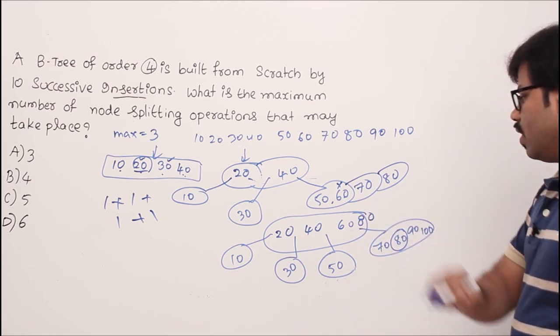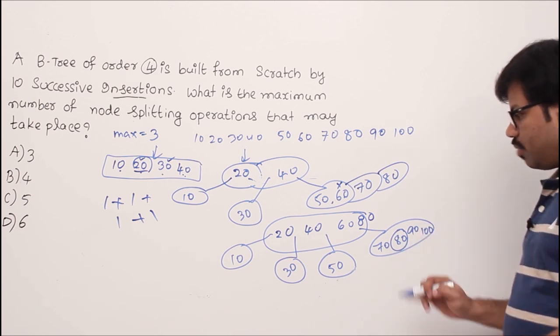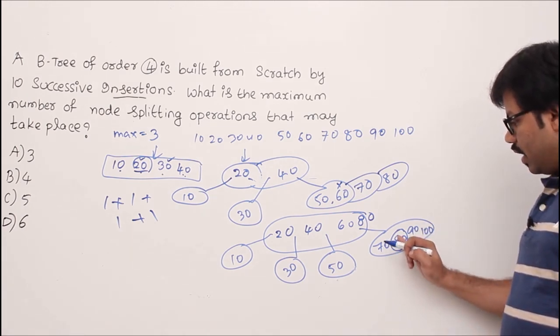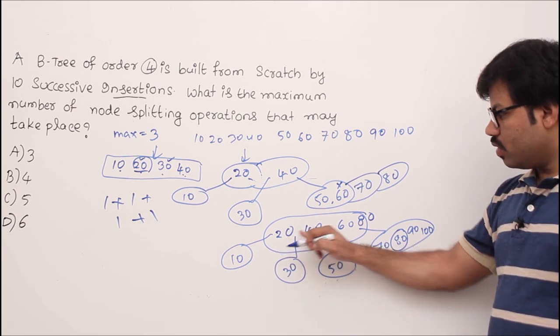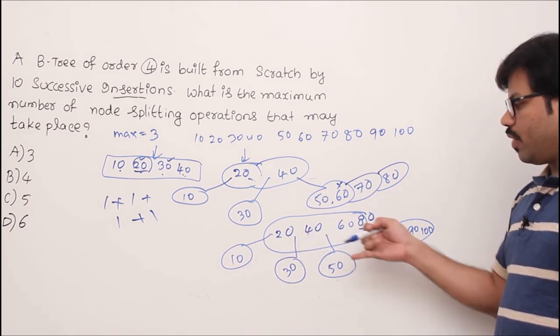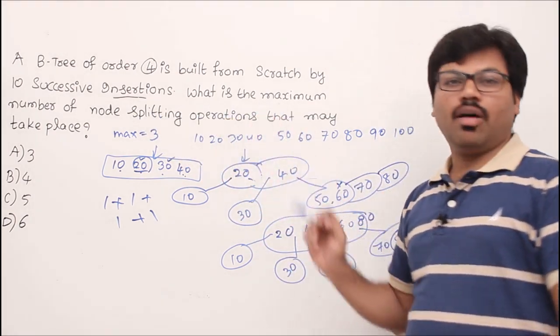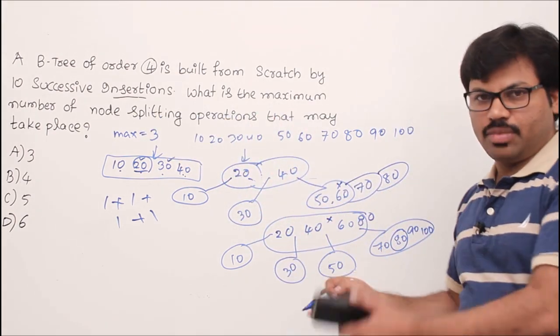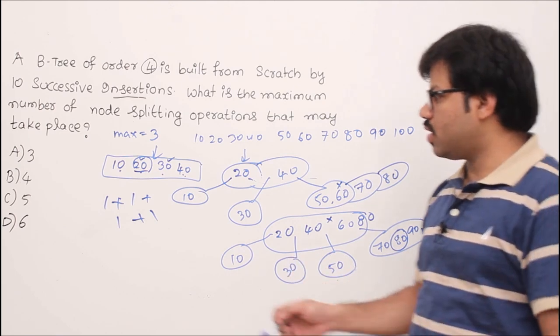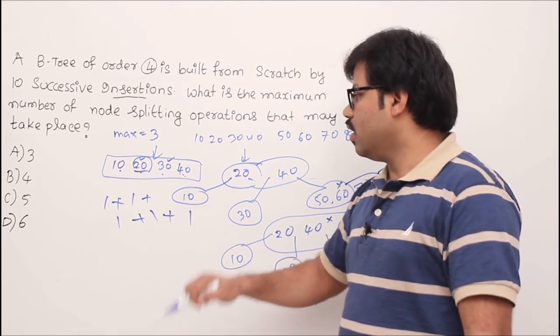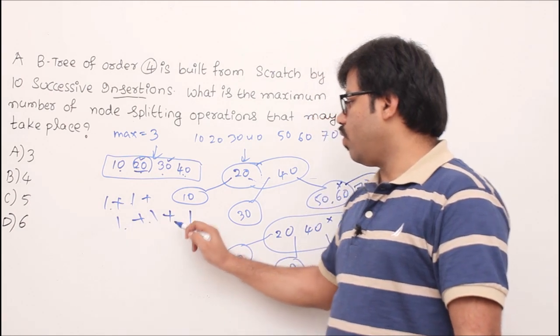Remember it. I won't adjust it, but I will realize that. Here there is a split, because of which this root will now have 4 keys. Because of that, we have to split this also. The question is: maximum number of node splitting operations. That's it. We don't need to adjust because we have only 2 minutes of time. Why waste it? Then one more split, correct? So finally the number of splits is 1, 2, 3, 4, 5.